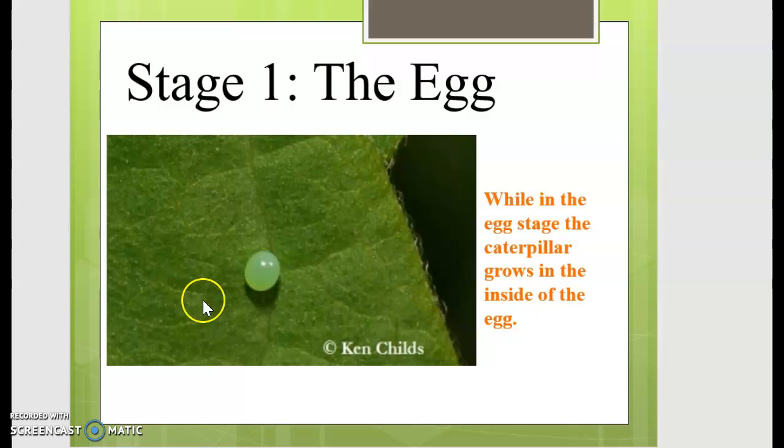That's a cool egg right there, right? Looks like a little drop of water. While in the egg stage, the caterpillar grows in the inside of the egg.